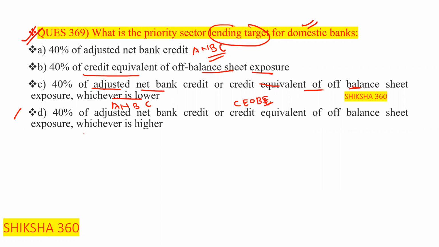That is 40%. 40% of what? Either of ANBC or credit equivalent of off-balance sheet exposure, whichever is higher. Please remember all the points here, because in the examination you will definitely find this type of question. Now move to the next question.